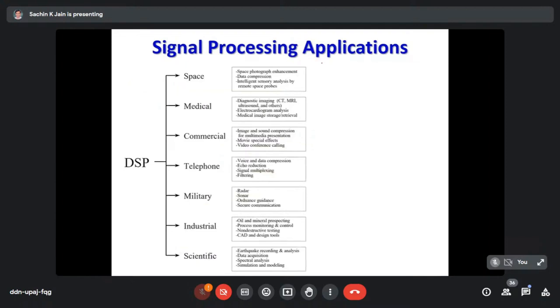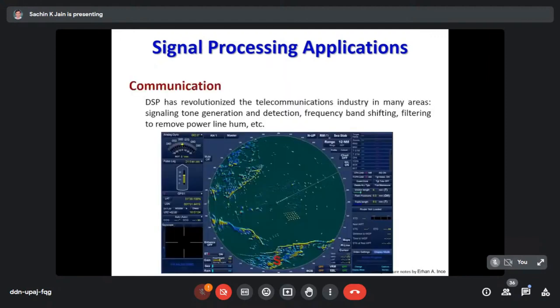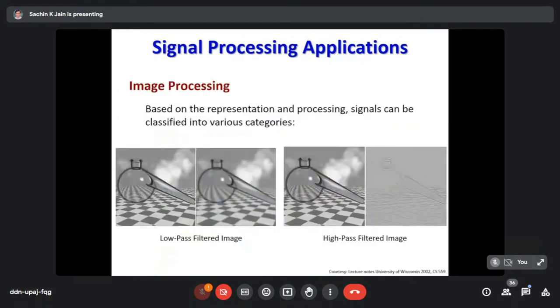About applications, we know that signal processing is available everywhere, whether in space, medical, commercial, telephone, military, industrial, scientific, everywhere you will find its applications. In terms of space applications, we use radar and sonar in communication techniques. If we talk about image processing, many of us know Adobe Photoshop. You can do anything using Photoshop. You can combine two pictures. You can create so many good things using Photoshop. So this is an example of image signal processing.